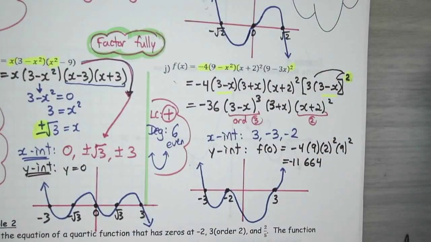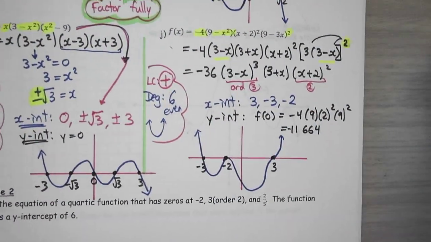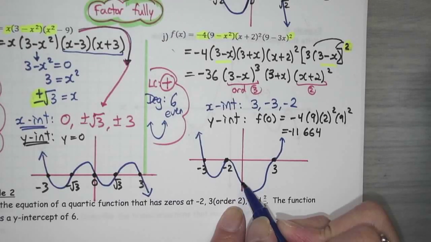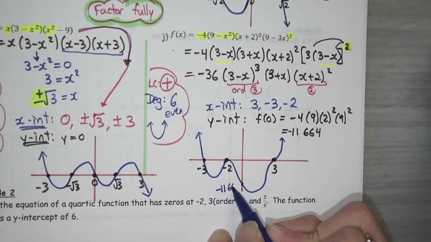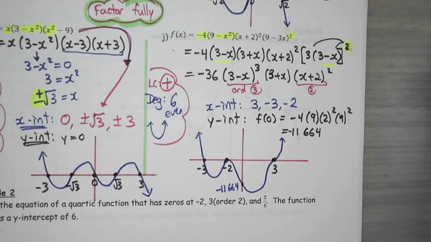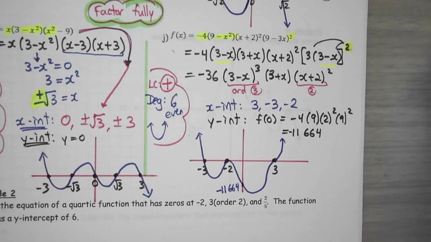Erase, erase. Oh, sorry, and label this negative 11,664. No tick marks. Questions, clarification?